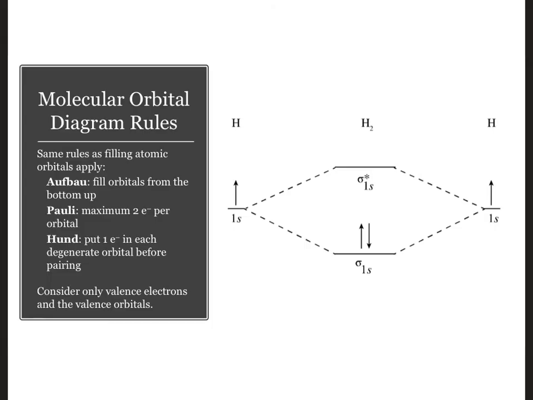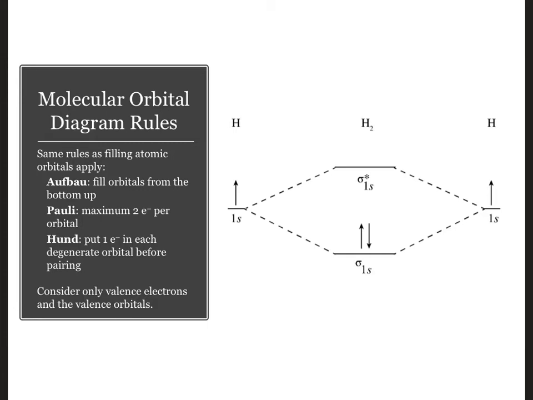When you see MO diagrams, they'll most likely be very minimalist, like the one shown here for H2. The atomic and molecular orbitals will be labeled, and the electrons will be written following all of the same rules for filling atomic orbitals. Namely, you'll still need to use the Aufbau principle to fill the lowest energy orbitals first.